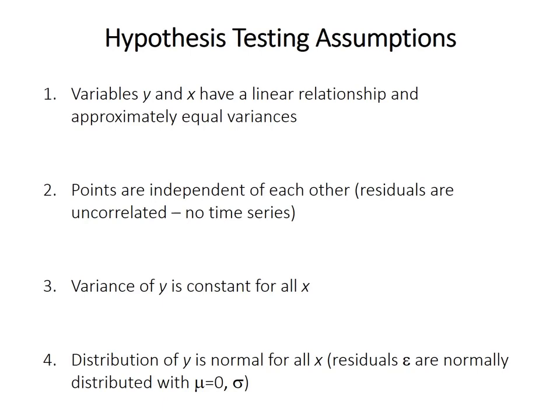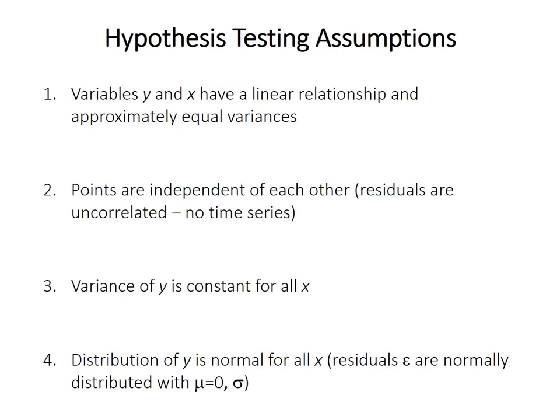So there are quite a few assumptions or requirements to do hypothesis testing for linear regression. And I'll explain some of these in more detail with examples next, but first I'll just go through them one by one. So first of all, the relationship must be linear, and both of the variables should have approximately equal variances. Second, the points must be independent of each other. What that means, in other words, is that the residuals, the distance from the line to each point, should be uncorrelated. And so what this really means is that you cannot use ordinary least squares regression on time series data, where you have measurement of some parameter through time, because in time series, almost always, the value at time 2 will be somewhat related to or correlated with the value at time 1 as you're going through this time series. So third, the variance of y must be approximately equal for all values of x.